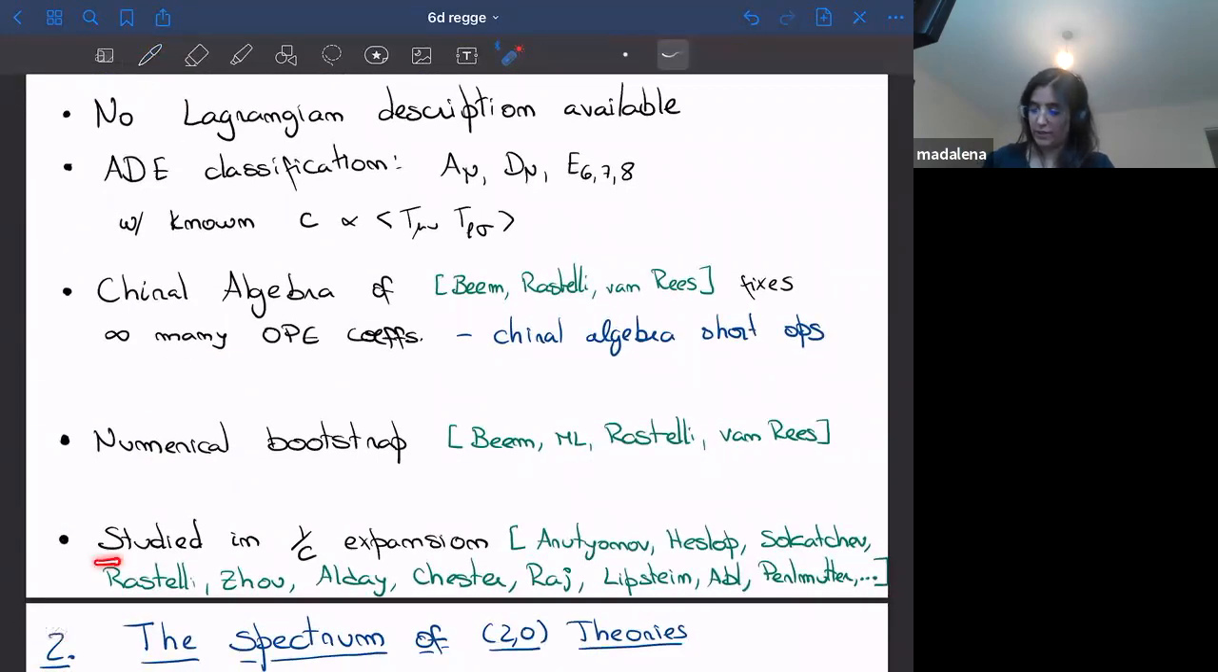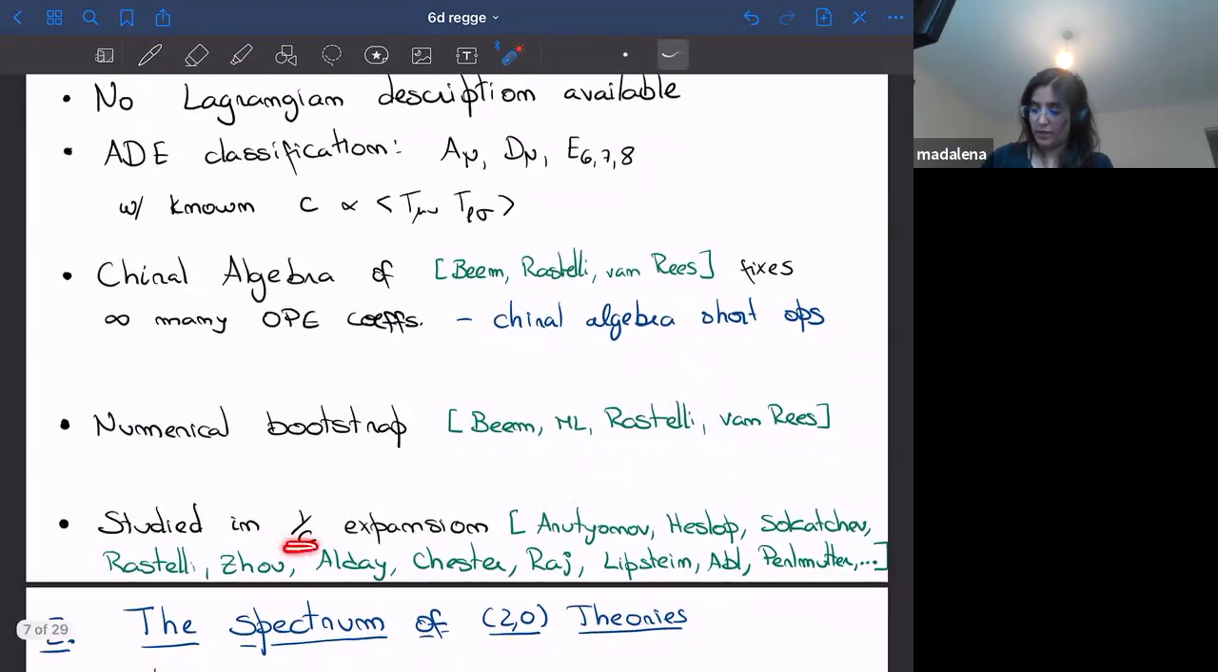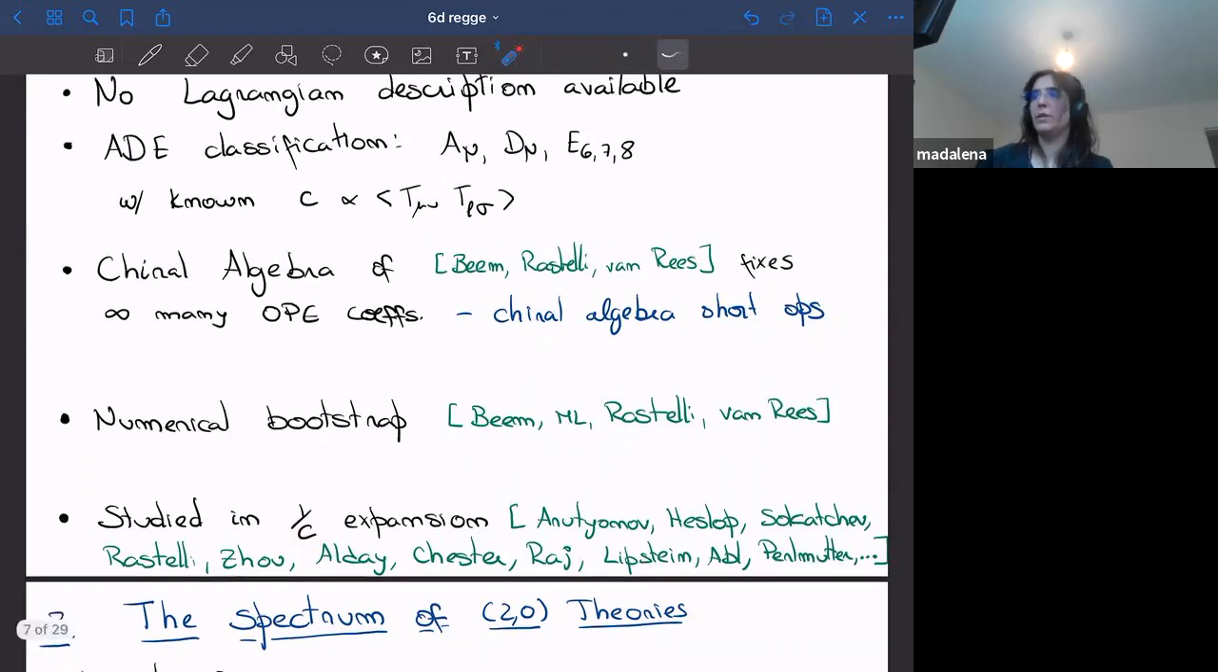And this theory was also studied in 1/c expansions by a variety of authors. And so we will also be able to compare our results at large C with these ones. But we will always work at fixed finite C. We can take it to be large, but it's always at fixed C. You will never be doing anything perturbative in C.